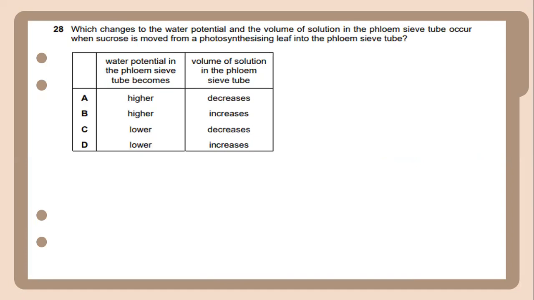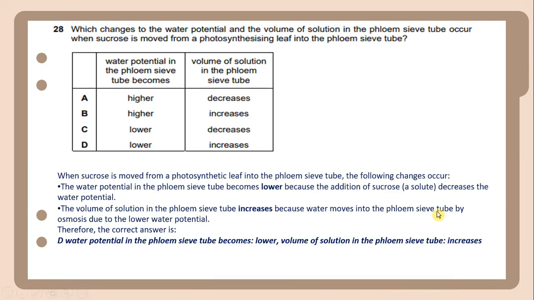28. Which changes to the water potential and the volume of solution in the phloem sieve tube occur when sucrose is moved from a photosynthesizing leaf into the sieve tube? When sucrose is moved from a photosynthetic leaf into the sieve tube, the following changes occur. The water potential in the sieve tube becomes lower because the addition of sucrose, a solute, decreases the water potential, and the volume of solution in the sieve tube increases because water moves in by osmosis due to the lower water potential. So the correct answer will be D.